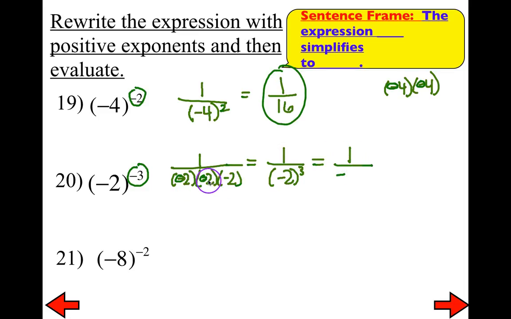2 times 2 is 4. 4 times 2 is 8. So there is an advantage of having it extended out like this so that you can see. Okay, number 21. So I'm going to go ahead and practice it like that.